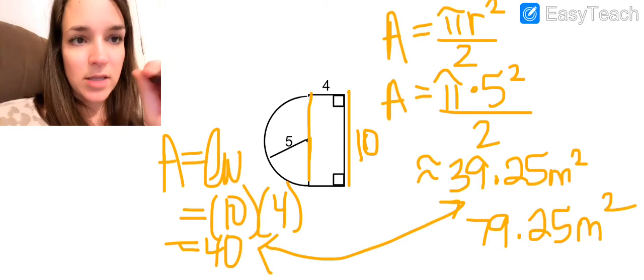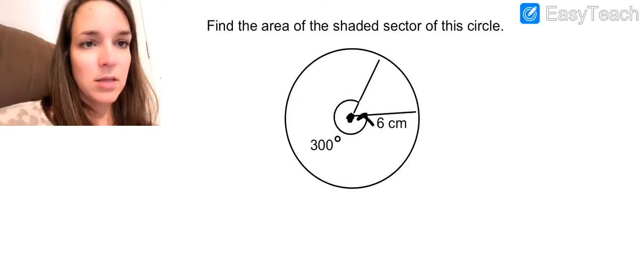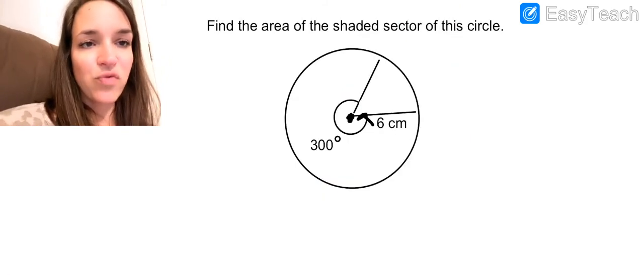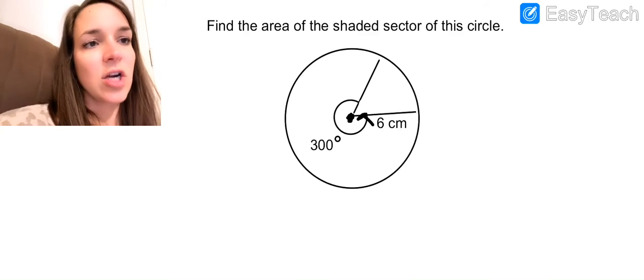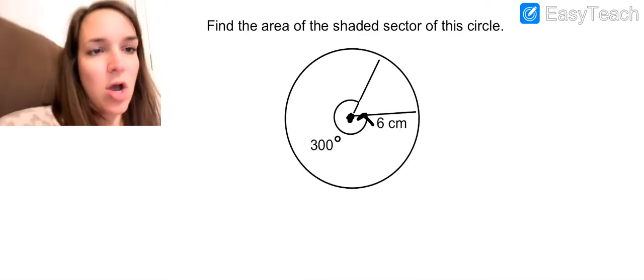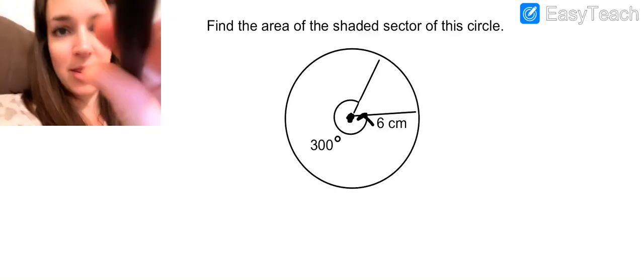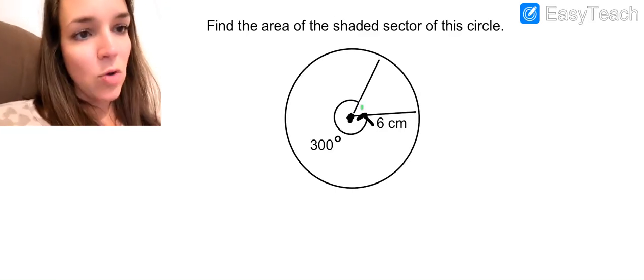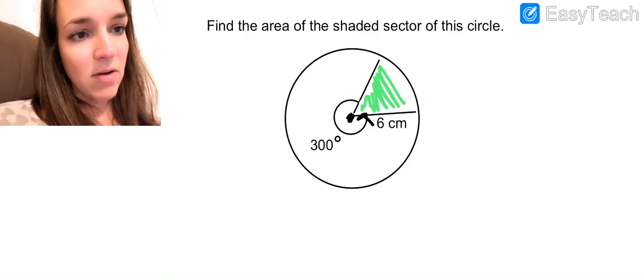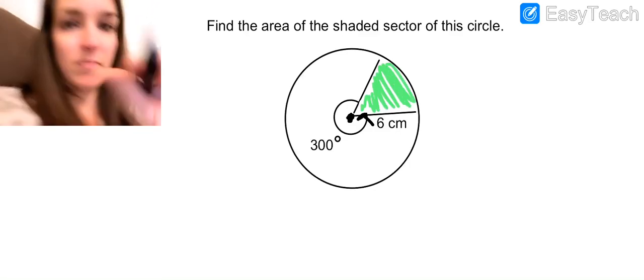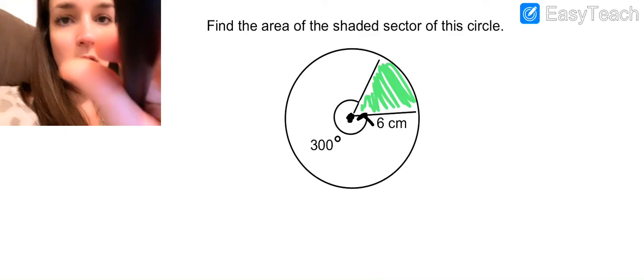So let's look at this lovely little guy. So this says to find the area of the shaded sector of this circle. Okay, and I forgot to shade it. So let me just shade that real quick so that that'll make a little bit more sense. We want to find the area of this section right here. Okay, kind of looks like a Christmas tree in April.